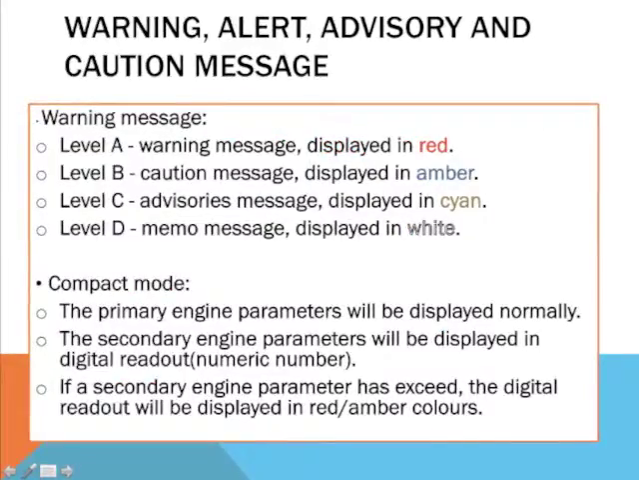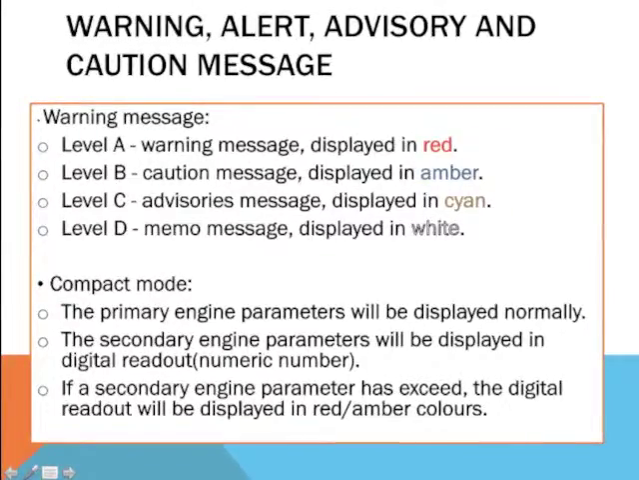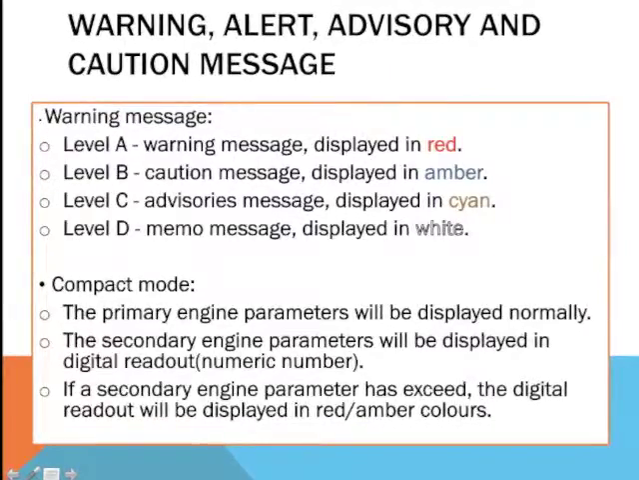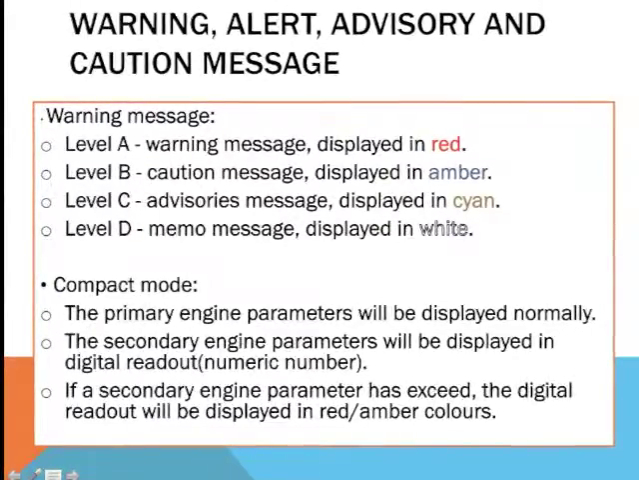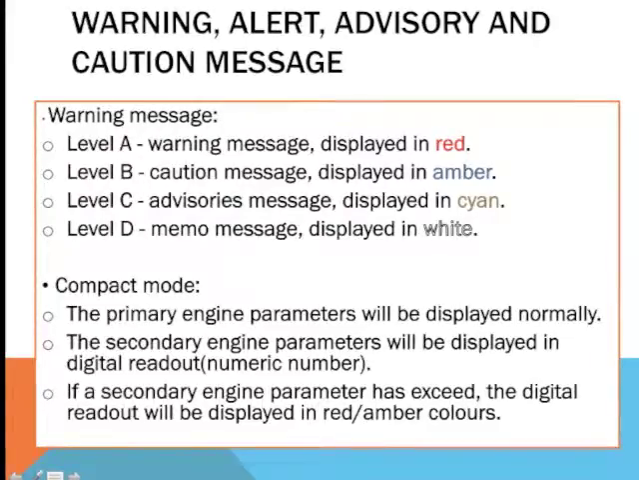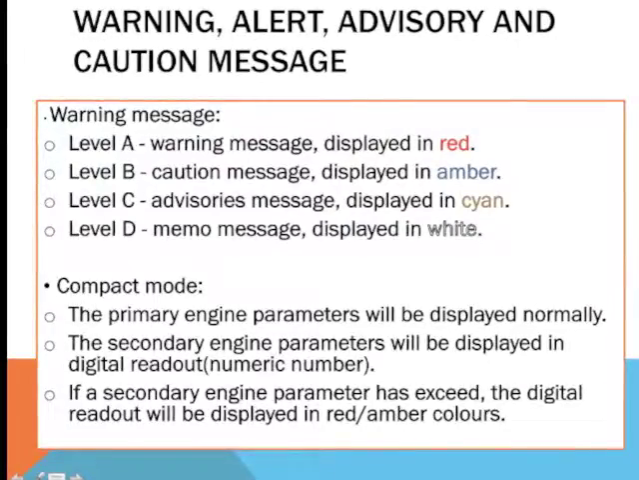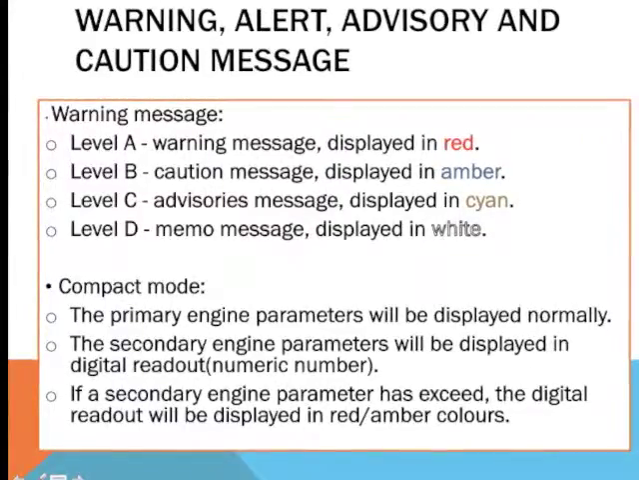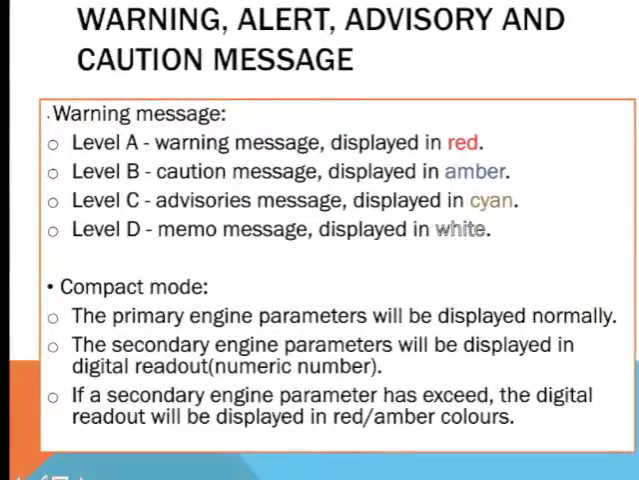There will be four types of warning messages displayed on the primary ELNFAS display. Level A, Level B, Level C, and Level D. Level A will be displayed in red, B will display in amber, C will be displayed in cyan, and D will be displayed in white. And in compact mode, when the primary display engine parameter will be displayed normally, the secondary engine parameter will be displayed in digital readout, and if the secondary engine parameter has exceeded, the digital readout will be displayed in red or amber.